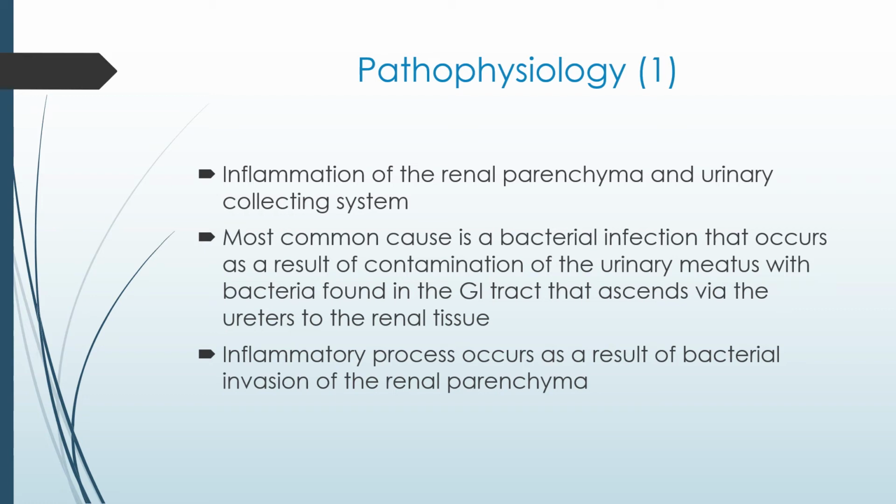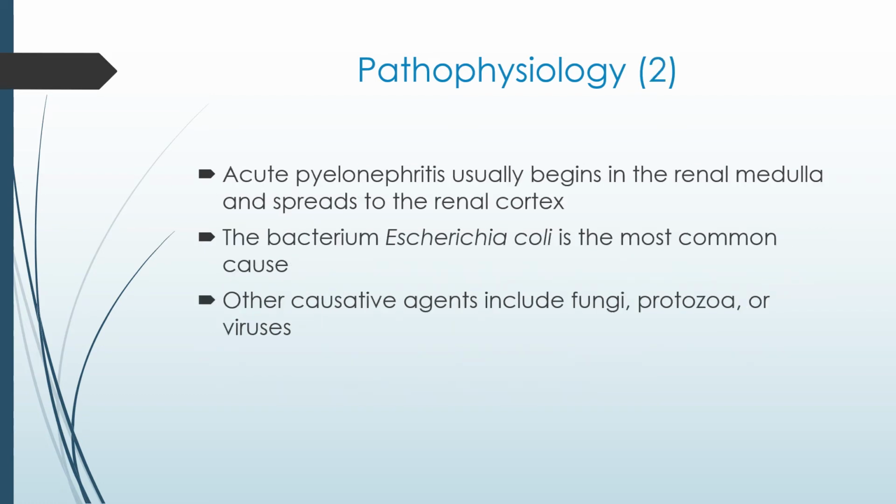We're saying that the most common way that we are going to develop this UTI is probably hygiene, right? Because it's a bacterial infection. It's an inflammatory process that occurs as a result of bacterial invasion of the renal parenchyma. So again, what starts out as a very benign UTI, something that can be handled at the bladder level, now is going to travel up and meet up with the kidney.